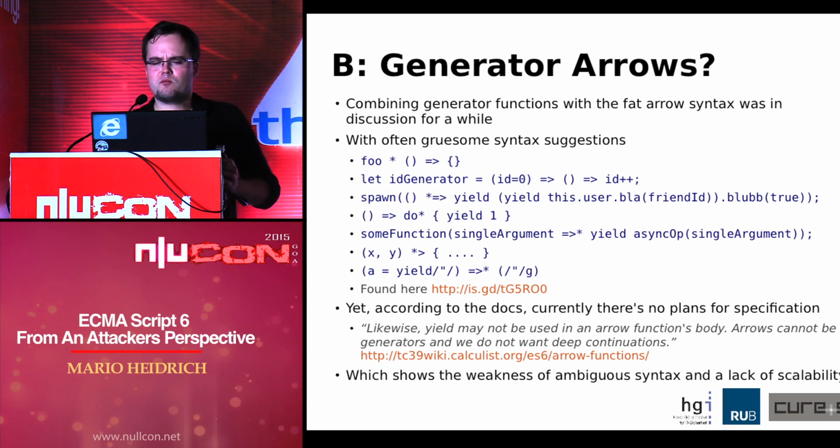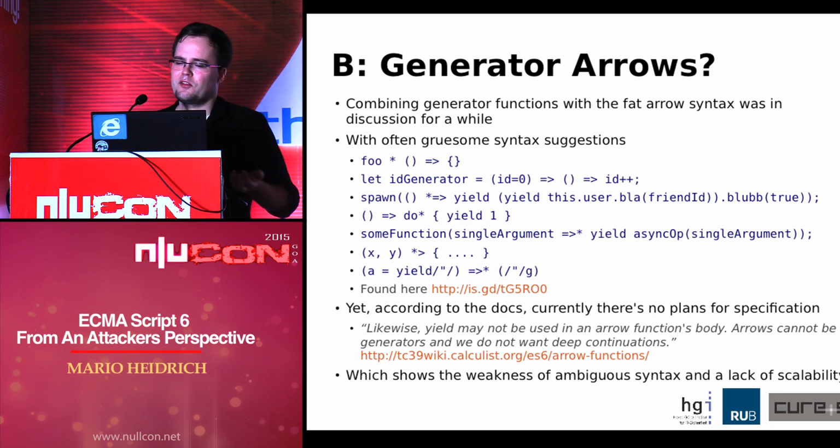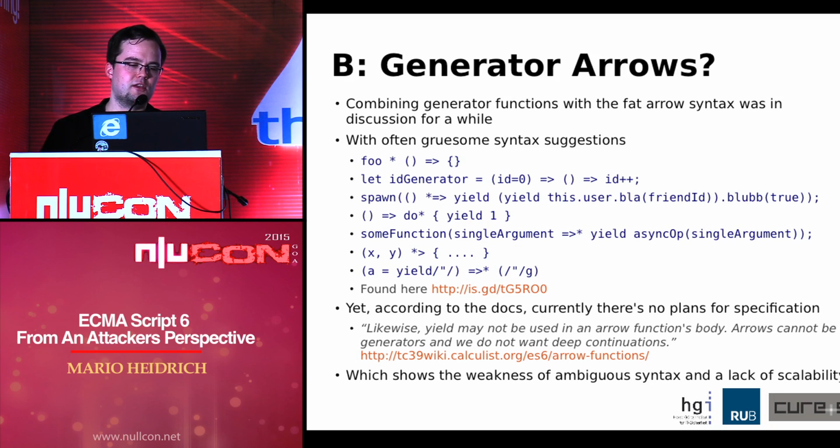Then they thought, maybe we can do it like this: let generator equals 0, fat arrow, and then parentheses, and then we call this as a generator? No, this is just ugly code. They suggested this, and this, and this, and in the end they decided we can't do it. We don't have the possibility to do it, so let's just not do it at all and ignore this whole thing.